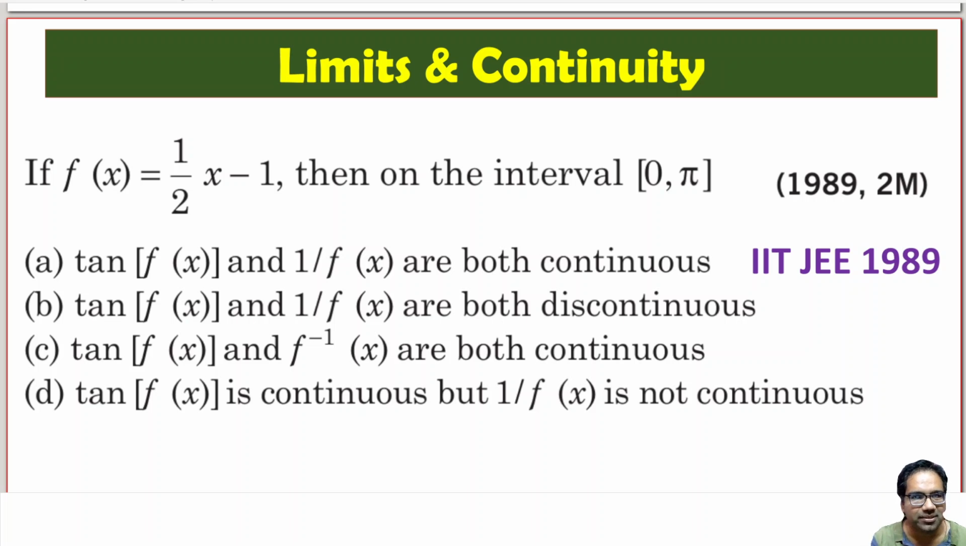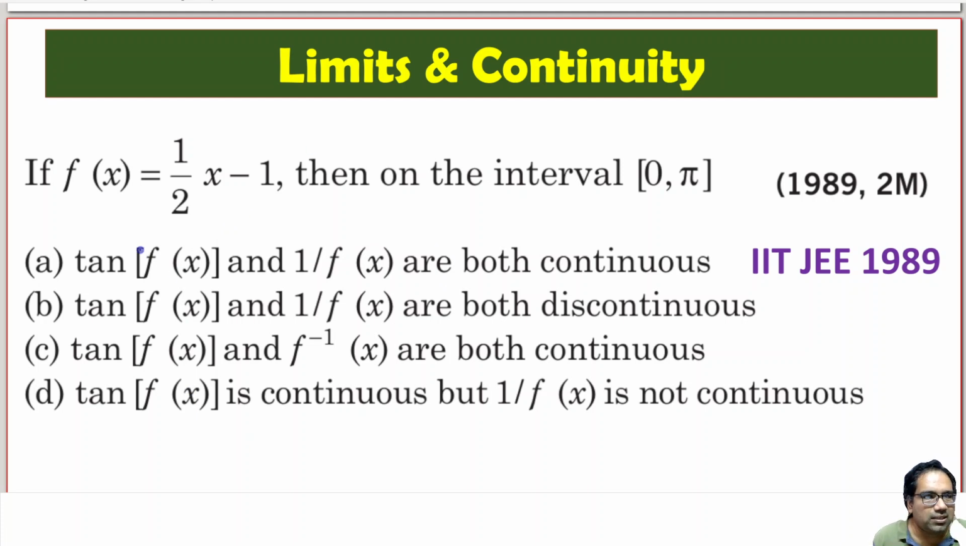Hi friends, here is a simple problem based on continuity of functions. We are given this function f of x equal to half x minus 1. This is defined on the closed interval 0 to pi, right? And we have the greatest integer function of f of x, tan of it, 1 by f of x, f inverse x, etc. Now which of these functions are continuous or not continuous is what we have to figure out.